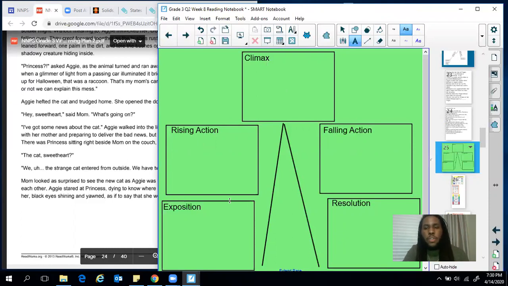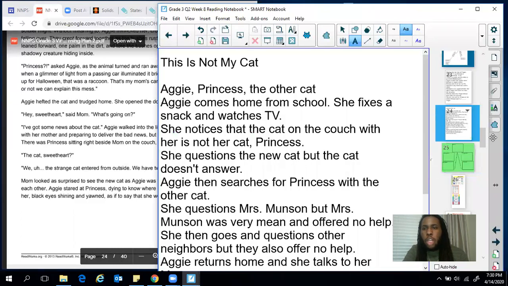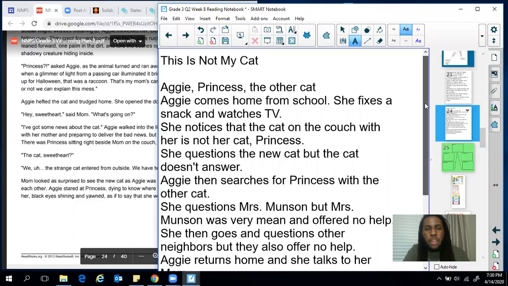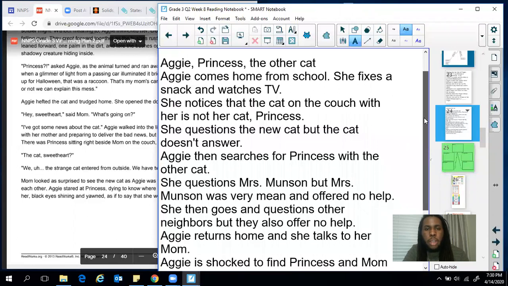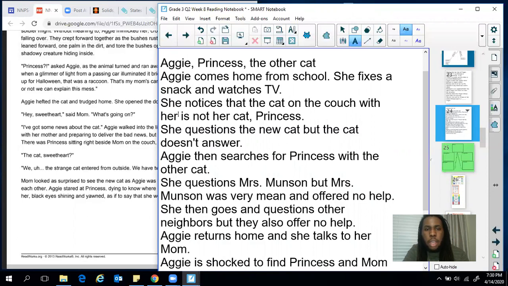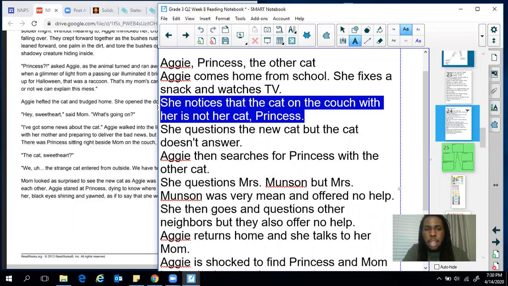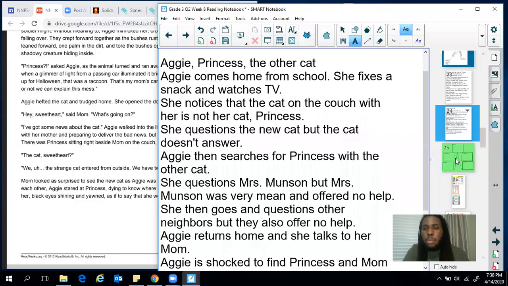All right, so I'm going to go back to my notes very quickly and read over them. This is not my cat. I have my characters up here. I'm thinking, what should I write first in my exposition? The exposition is the beginning of the story. So going back to my notes, I have Aggie comes home from school. She fixes a snack and watches TV. She notices that the cat on the couch with her is not her cat, Princess. Sorry, y'all. This sentence right here is probably our what, everybody? It's probably our problem.